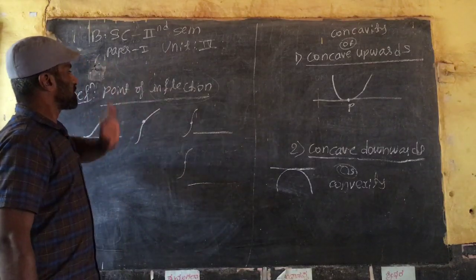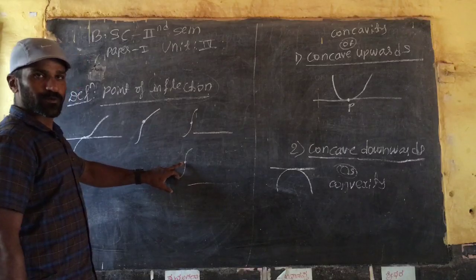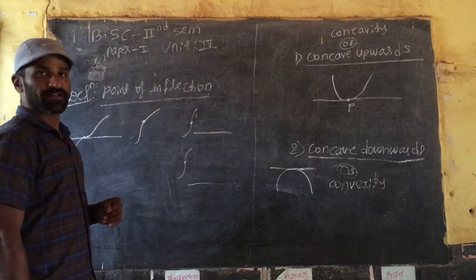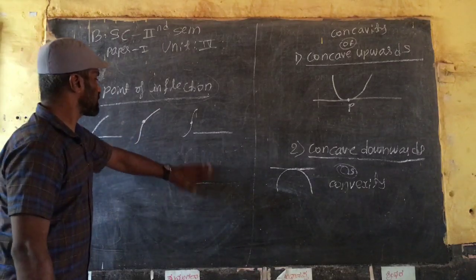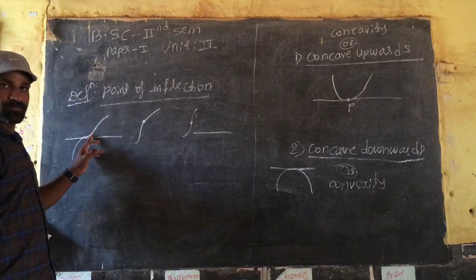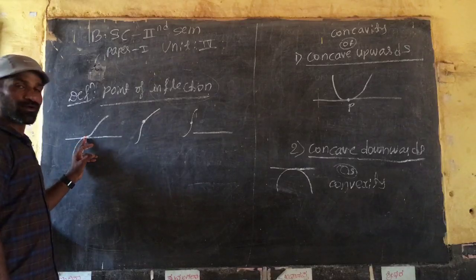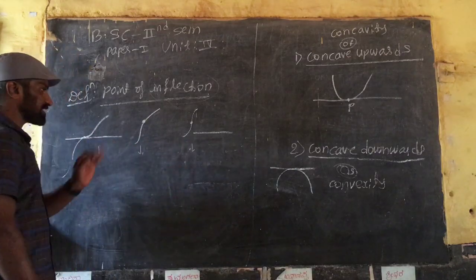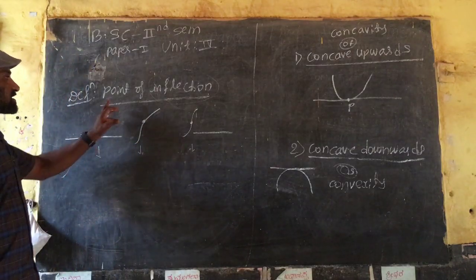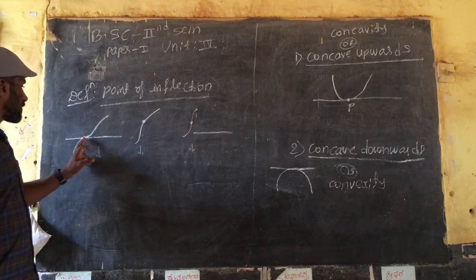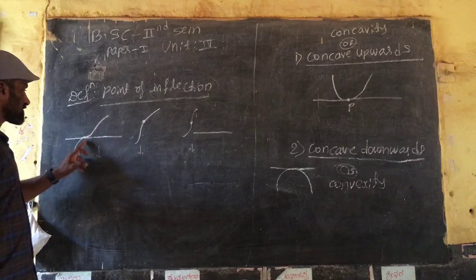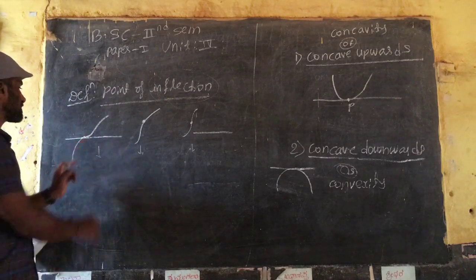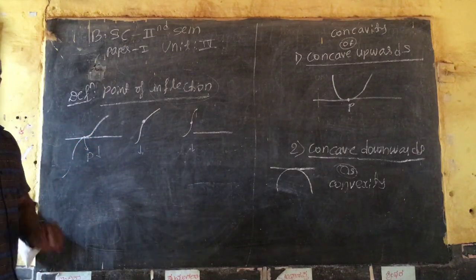Define point of inflection: a point where a curve crosses the tangent at point P is called a point of inflection. There are so many diagrams. The first figure shows a point of inflection because the curve crosses the tangent. This line is the tangent line, and that point P is called the point of inflection.